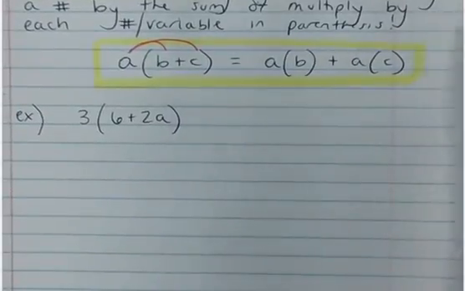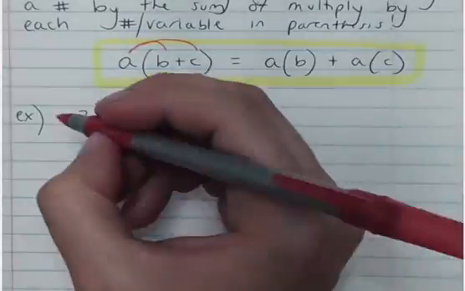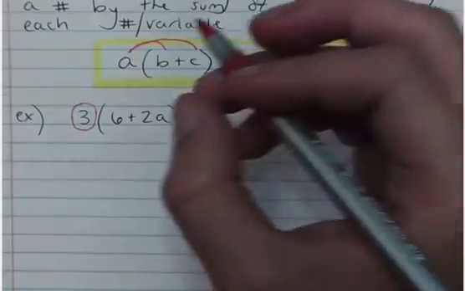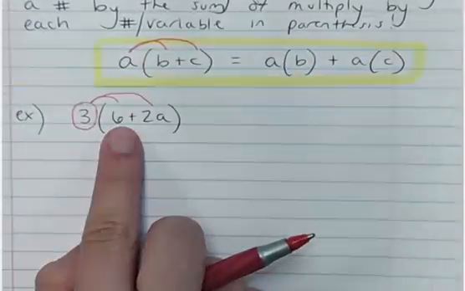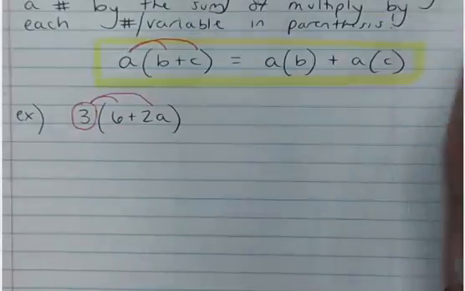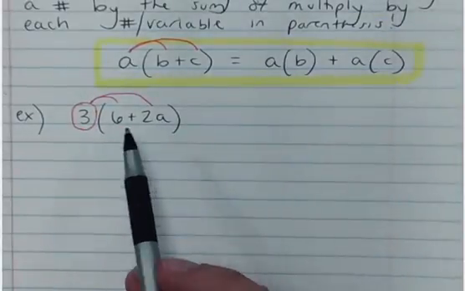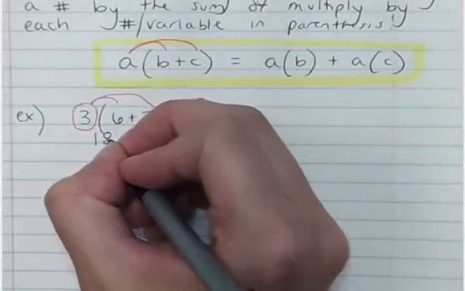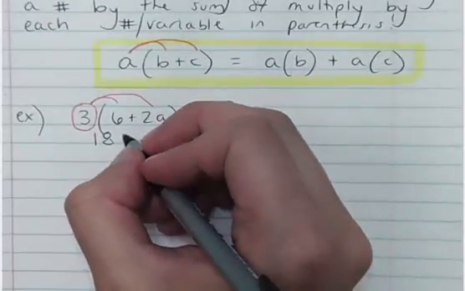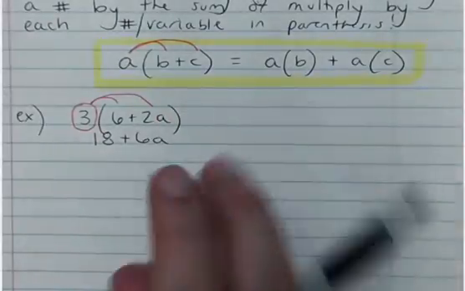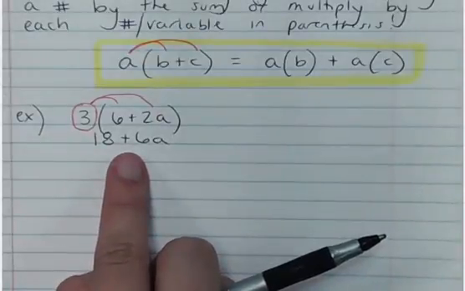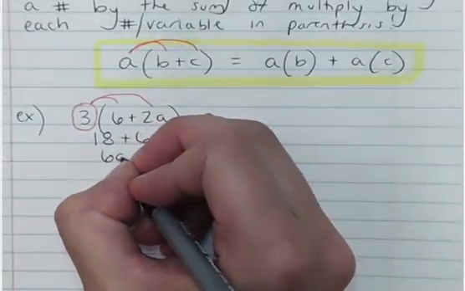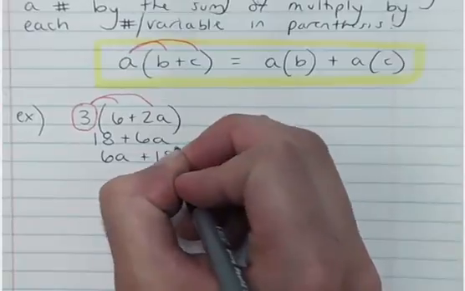Okay, what number am I going to distribute here? I'm going to distribute that 3. How many times am I going to distribute that? I'm going to distribute it 2 times because there's 2 terms inside the parentheses. My answer should probably have two terms. It's going to have a's and it's just going to have a number. So 3 times 6 here is 18. 3 times 2a is positive 6a. Now that's not in standard form. Remember we talked about standard form is when we have the variables in alphabetical order first and then the numbers. So my answer here in standard form is 6a plus 18.